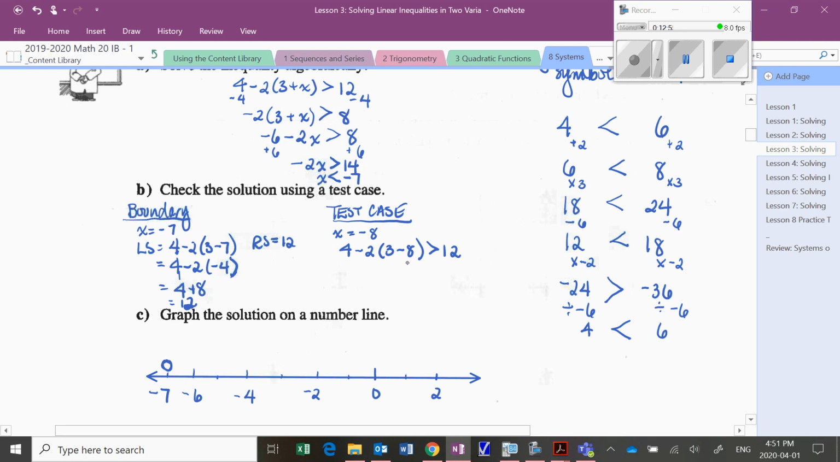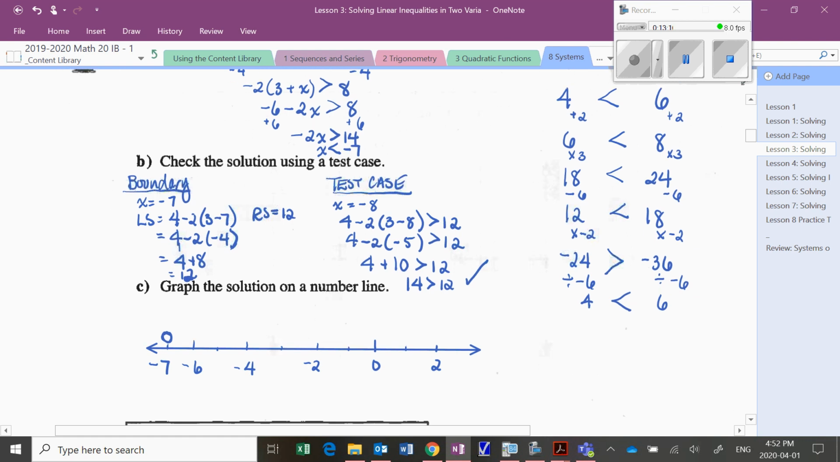And so then again on the left side now, I'm just looking at order of operations. So 4 minus 2 times -5, is that greater than 12? And that's 4 plus 10 greater than 12, and that is 14 greater than 12, and that is true, and therefore the inequality of x less than -7 is in fact the correct solution.